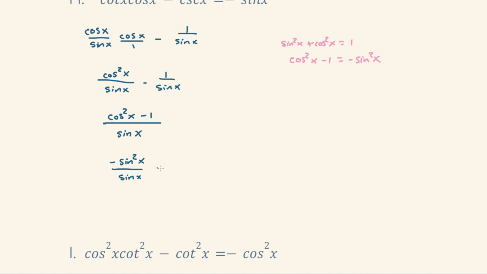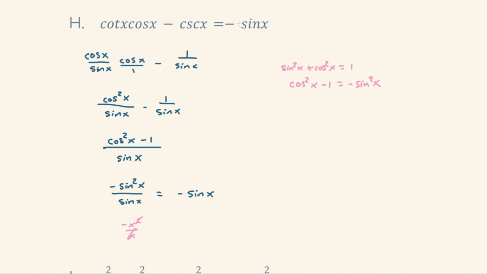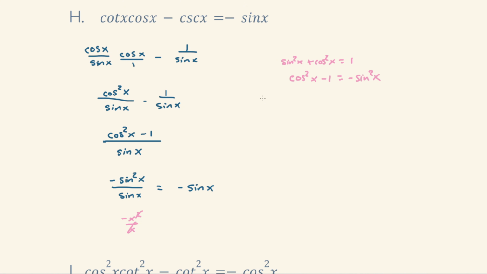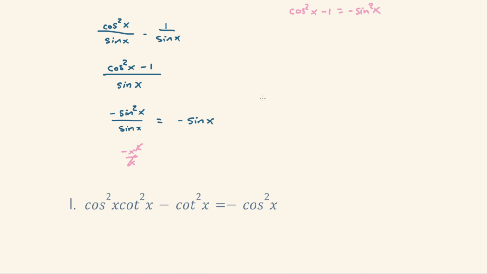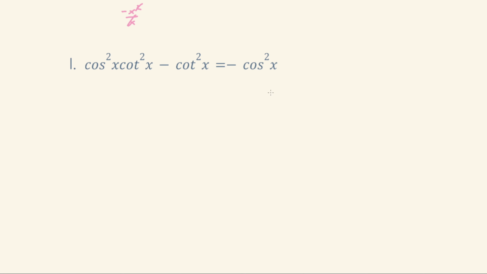We can simplify this, reduce this to a minus sine x, right? This is almost like if you want to imagine it as minus x squared over x, you can just cross that out here, okay? So you're left with minus sine x, and that's what we wanted to show at the start, right? Okay. Now let's look at I over here.